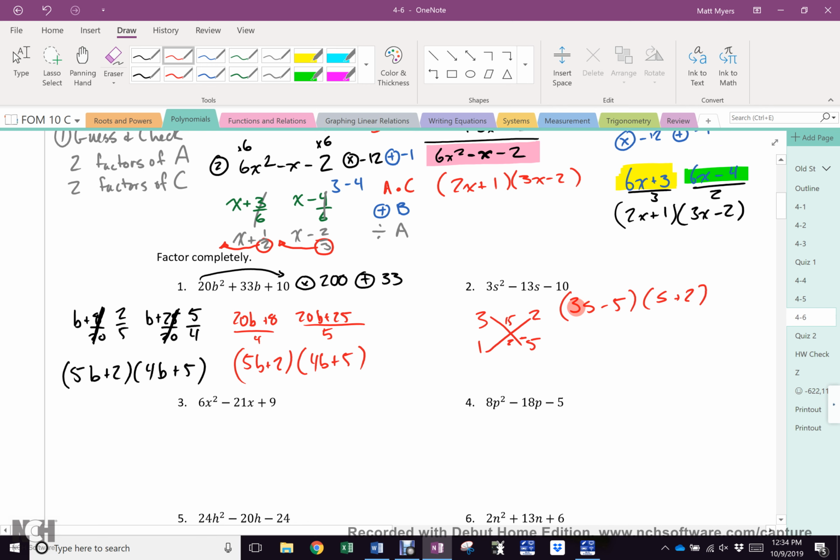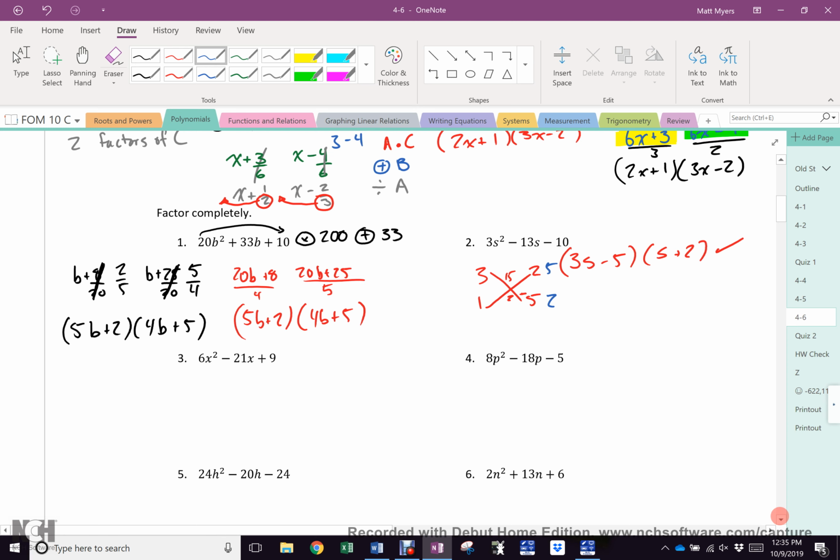Now let's check. Is 3 times 1 3s squared? Is negative 5 times positive 2 negative 10? So are we right? Yes. Guess and check. Lovely, because there were only a couple of choices. We got it on almost the first try, didn't we? When we used 3 and 1 and 2 and 5, right? Now, we might have gone 3 and 5 and 2 and gone 3 times 5 to get 15, 1 times 2 to get 2. Oh, if I'd done 5 and 2, it could have worked straight across, right? Is everybody with me?